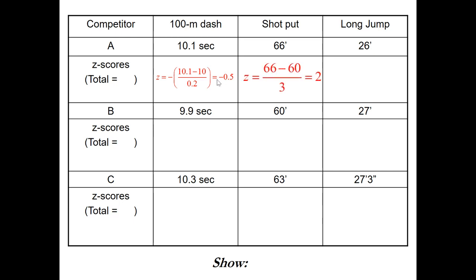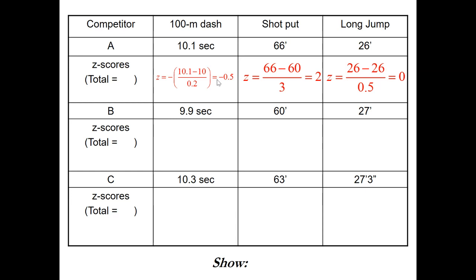For the shot put, though, they actually performed 2 standard deviations above the mean. 66 minus 60 is 6. I divide by 3 foot for the standard deviation. They came in at 2 standard deviations above the mean. A pretty impressive performance. And we'll get into how impressive a little bit later. Now for the long jump, I have 26 foot minus the 26 foot and divide by 0.5.